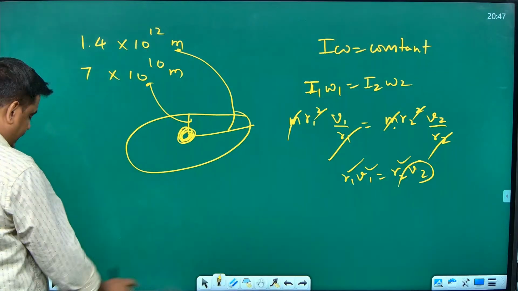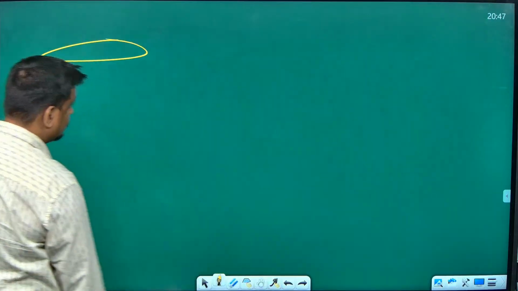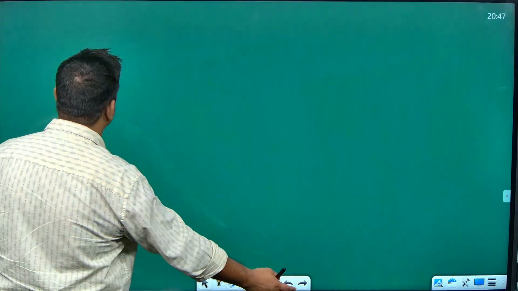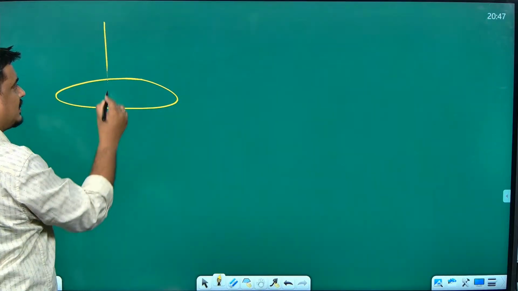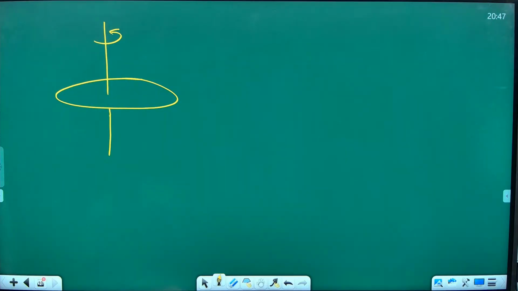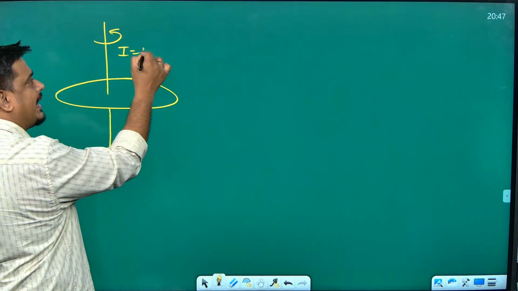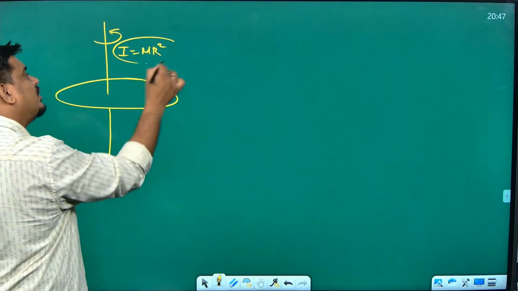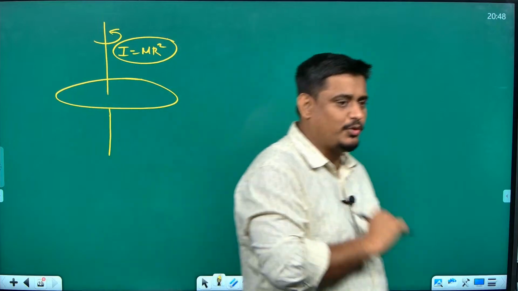So, I hope you know that when I am saying ring, moment of inertia is mr square for this condition, right? When the axis of rotation is passing perpendicular to its plane and through its center, isn't it? Only then the moment of inertia is mr square. This I told you in the previous class. But the question is how it is mr square, why it is mr square. That is what we are going to learn now.